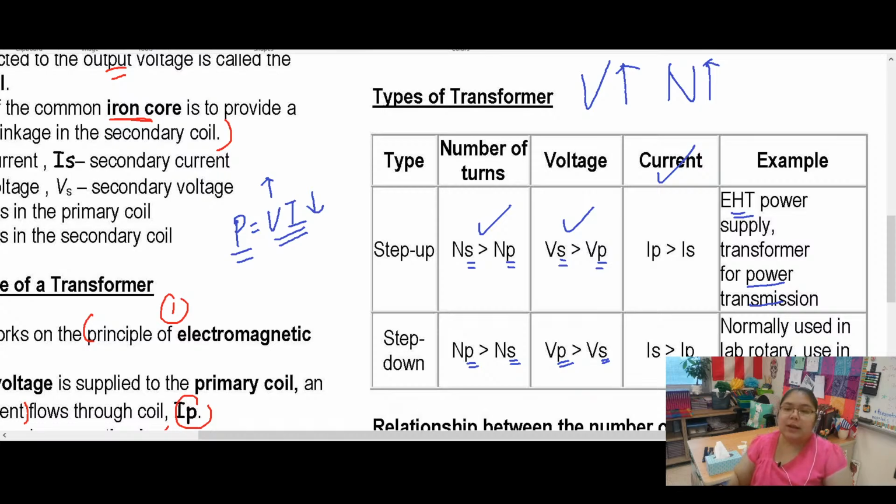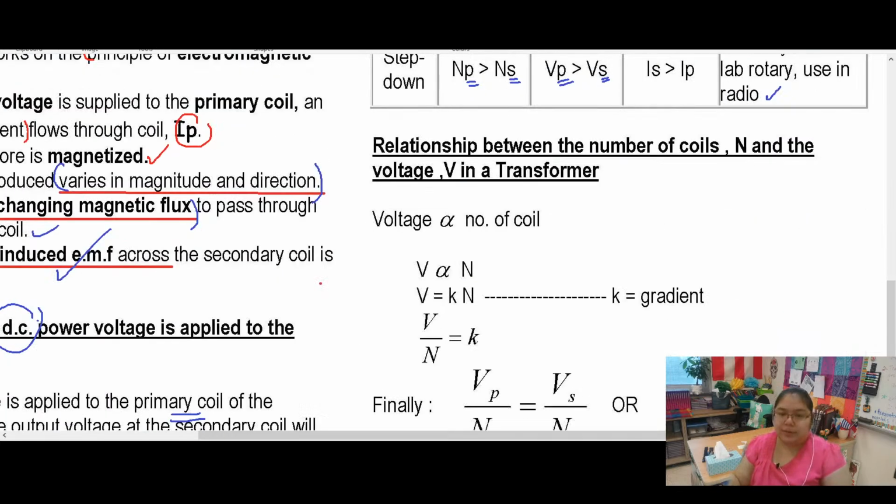Okay, let's see the relationship. Now we start with calculation. We're going to see the relationship first. The number of turns, the number of coils, we use N. Another one is the voltage in the transformer. Both are directly proportional. So if I ignore the symbol, you find there's a K, and what is K? A constant number. You can say gradient.